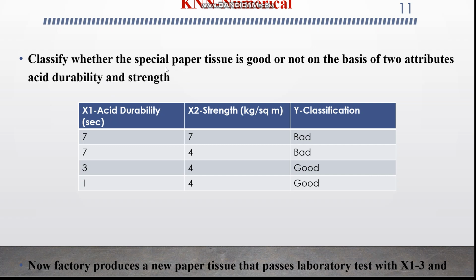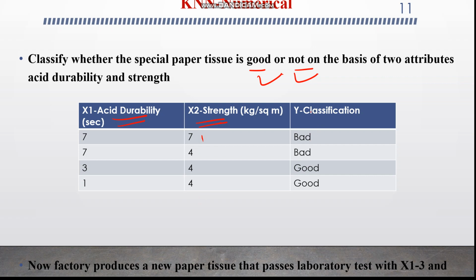This is a data set of a certain tissue paper factory which is checking the quality of tissue paper, whether the quality is good or not, based on two attributes, where one attribute is the acid durability and the other is the strength of the paper. In x1 we are given the values of durability in seconds, and in x2 we are given the strength of the paper.